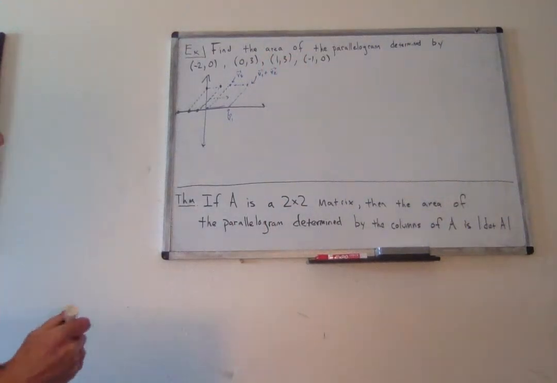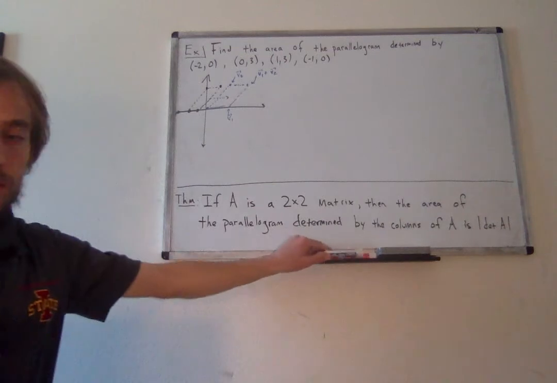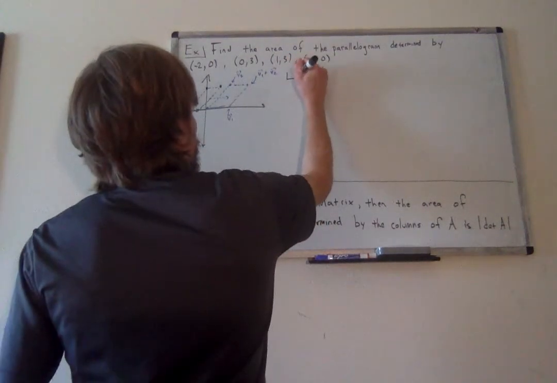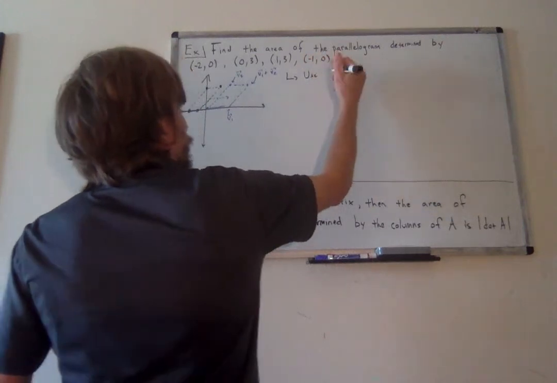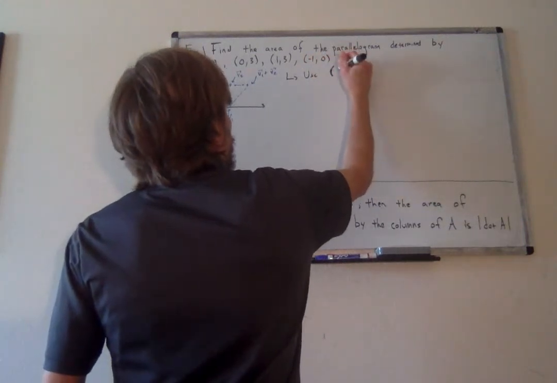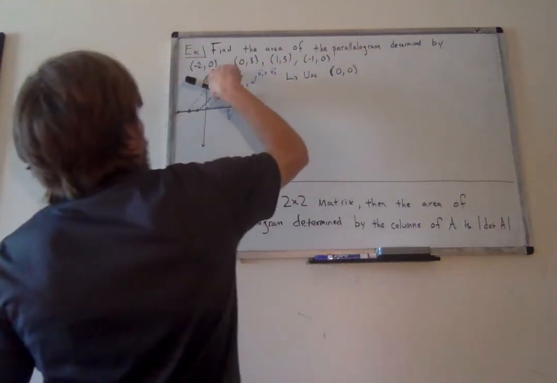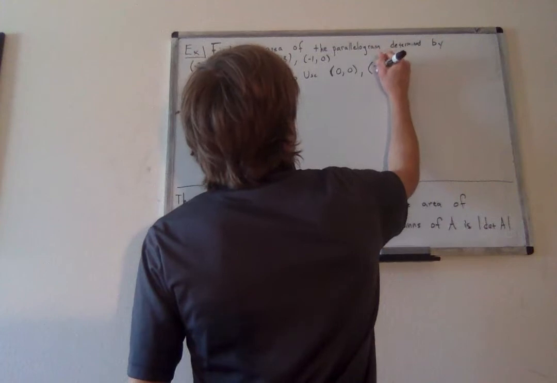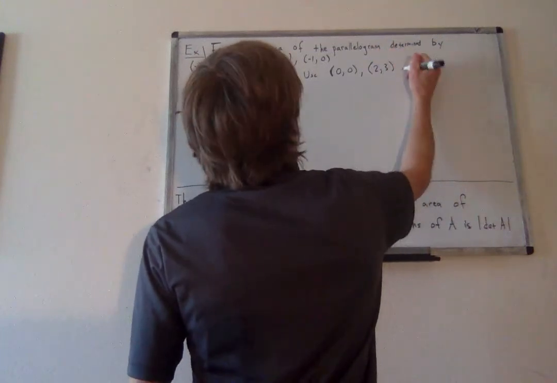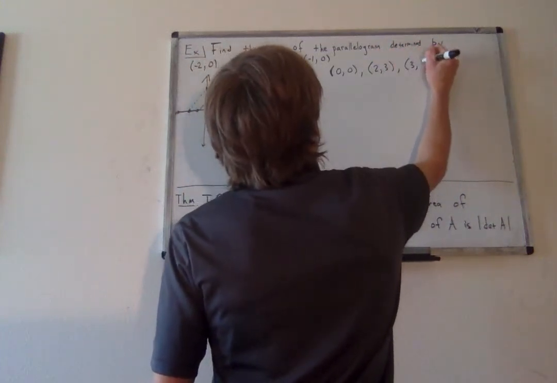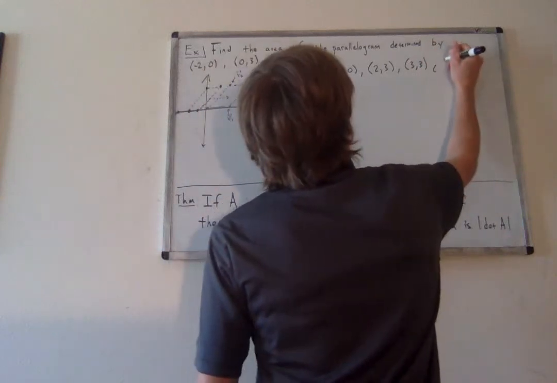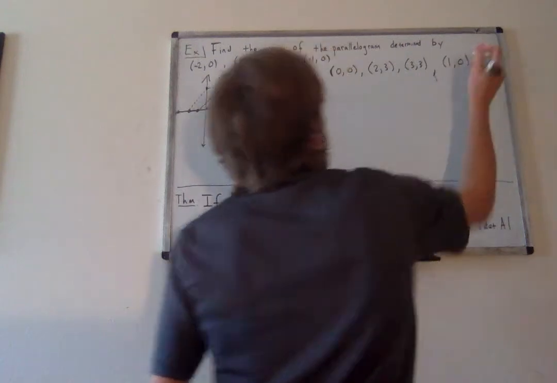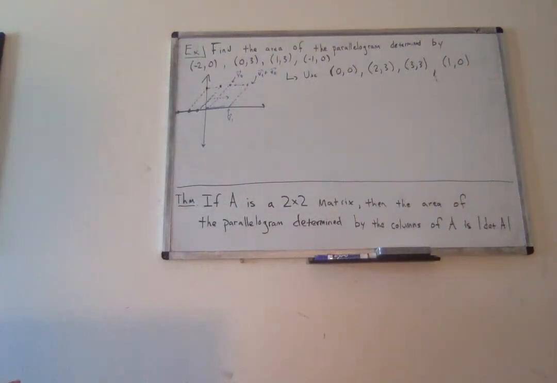So what I'm going to do is take this point 2, 0, make that my new origin, and add 2 to all the points. So instead, we're going to use the points 0, 0. So I've taken -2, 0, shifted it over. 2, 3, 3, 3, and 1, 0. And so notice I've just added 2 to the x-coordinate.